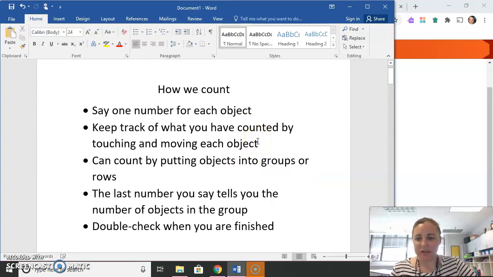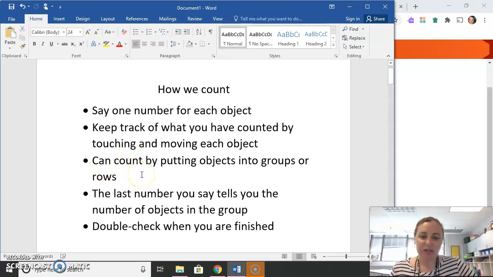How we count. The first thing I did is I said one number for each object. So as I touched the penny and pulled it over, I said a number. I kept track of what I've counted. I touched and moved each object, so I didn't leave them all in that messy pile. I picked them up with my mouse and I moved them over to the side.